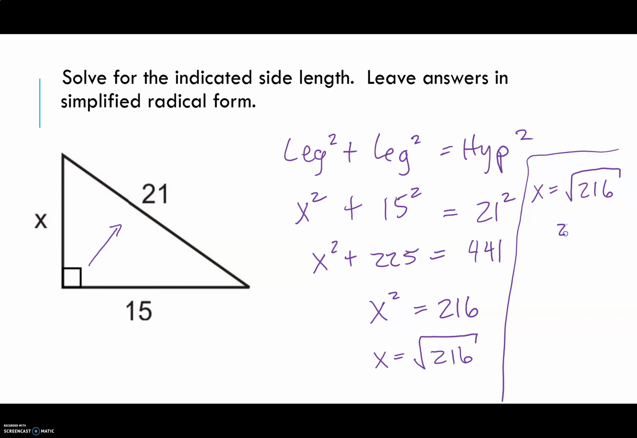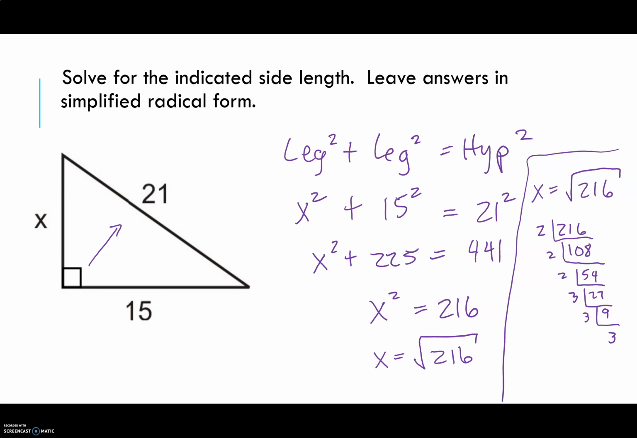Some of you have probably seen something like this. So you say, okay, what can 216 be divided by? So the first obvious thing is 2, and then you divide it, and that would leave you with 108. And then if you think about what can that be divided by, you can divide that by 2, which would leave you with a 54. You can divide 54 by 2, which leaves you with a 27. You can divide 27 by 3, which leaves you with a 9. And finally, you can divide 9 by 3, which leaves you with a 3.